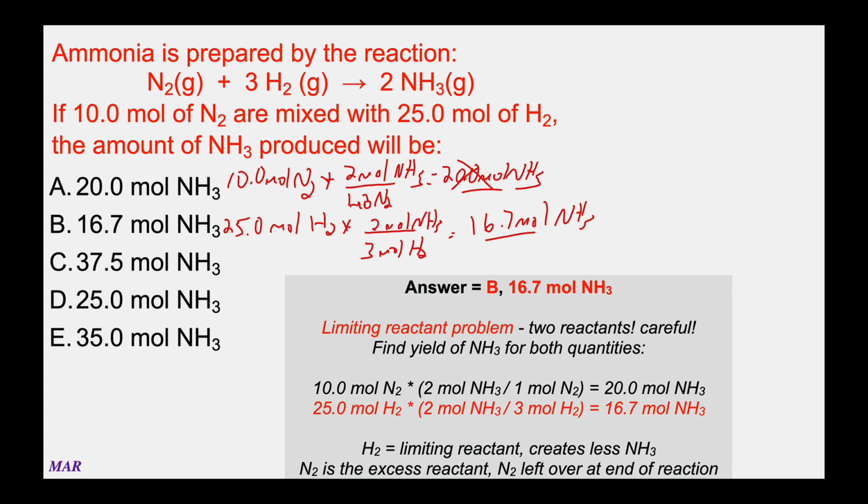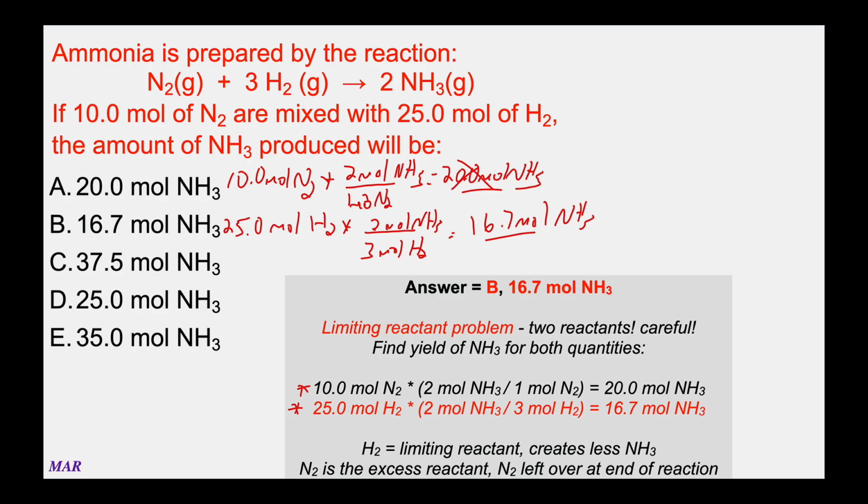If you see two reactant amounts, all right, like here it was N2 and H2, you really should test both of them to see how much product can be made. And that's what we did right here. If you quoted your boss a 20 mole NH3 yield, you probably should be fired because you didn't check the other reactant. Bad call. In this problem, we would call the hydrogen H2 the limiting reactant.